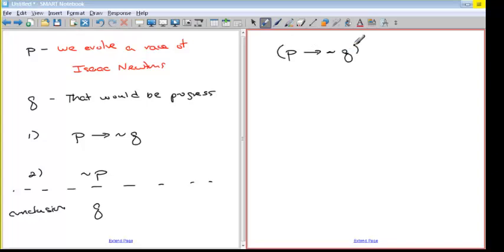So we have if P, then not Q. We connect that to the second premise with an AND, not P. And then we have to connect the premises with the conclusion with an if-then statement, a conditional statement, and then we put down Q.